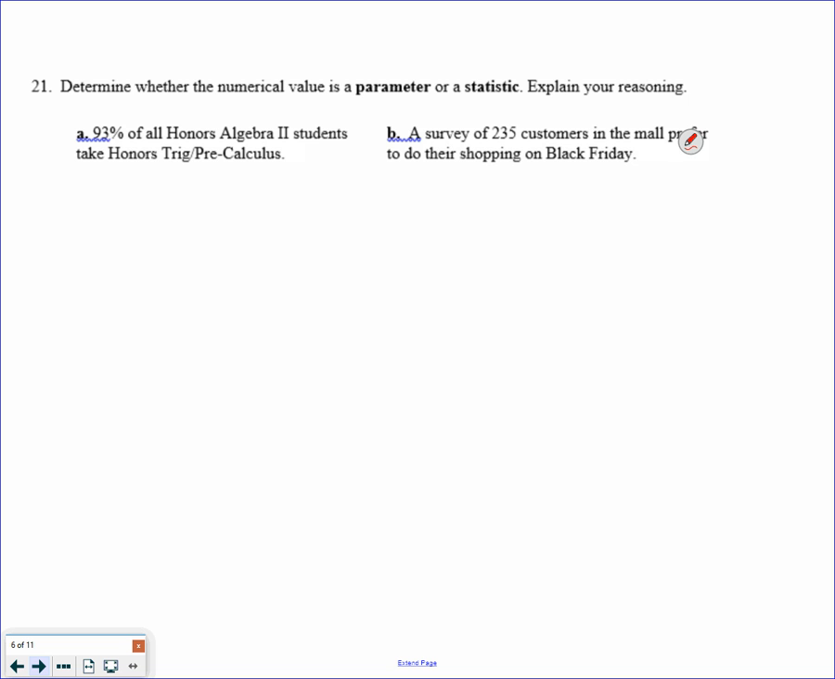Determine whether numerical is a parameter or a statistic. Remember, a parameter means you have to talk to everybody in a particular group. A statistic means you're going to talk to some of the people. So 93% of all Honors Algebra 2 students take Honors Trig Precalc. Now, is this particular situation talking to all the Honors Algebra 2 students? Then yes, this would be a parameter. The reason you would give for a parameter is you're talking to all.